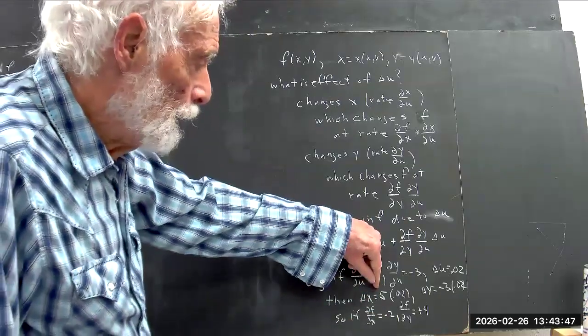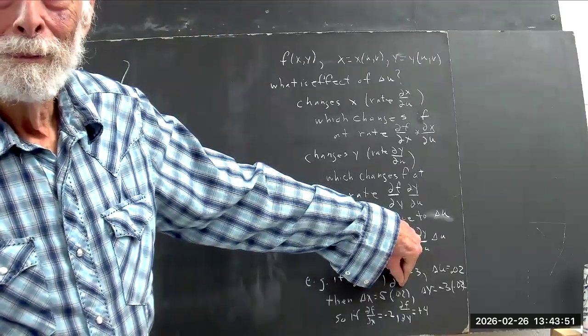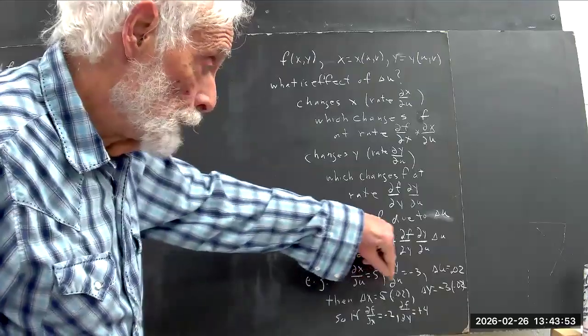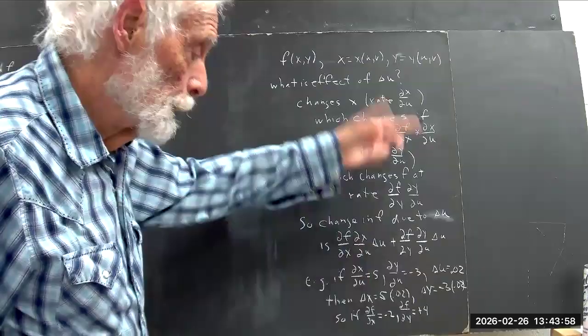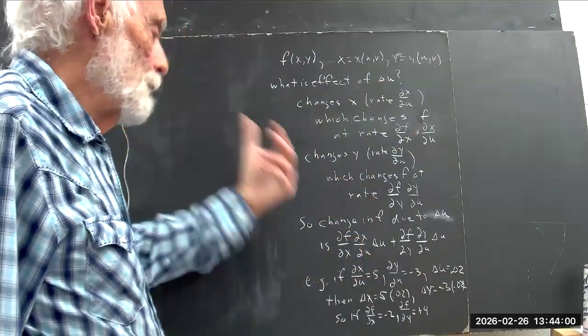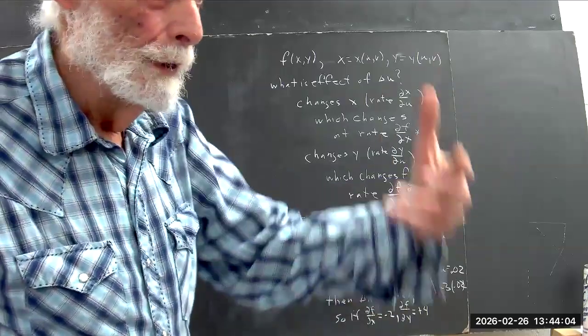Well, the change in x is 5 times the change in u. So this change is 0.1, and f changes at rate negative 2 with respect to x. So the change is negative 2 times 0.1 and so forth.